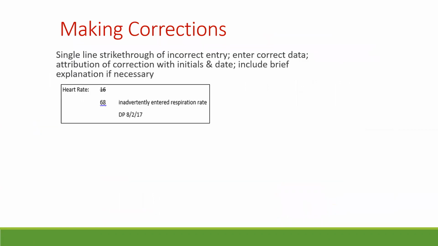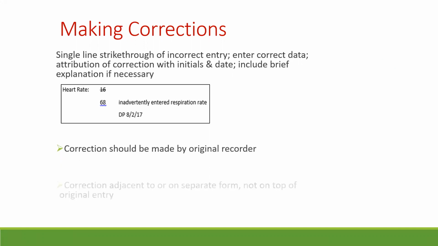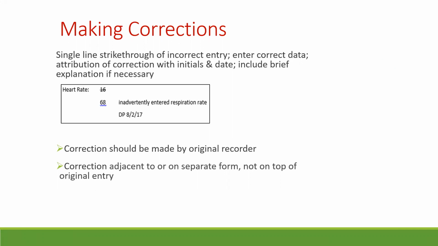If you have an error, how do you correctly make a change? Correction should be done with a single strike through of the incorrect data. The correct data should be entered with the initials and date of the person correcting, and a brief description of why the error occurred may be helpful. In general, the common practices you should keep in mind are: correction should be made by the original reporter. Correction adjacent to or on a separate form should be made, not on top of the original entry. Never backdate. And never destroy records.